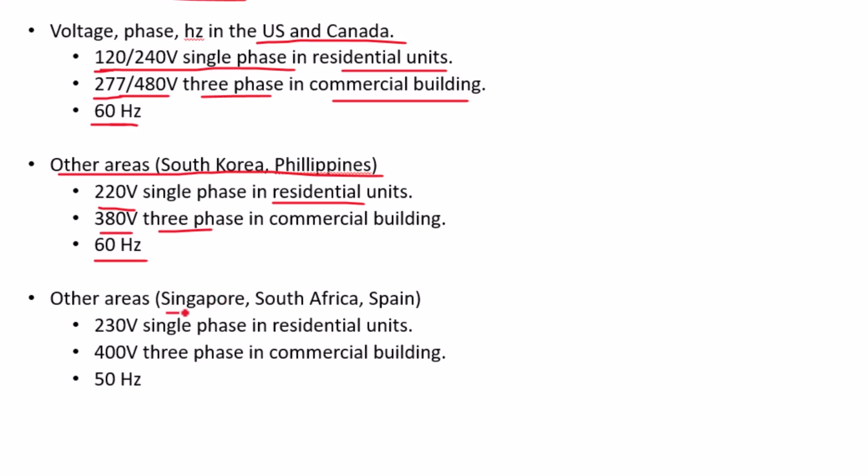And in some other areas, such as Singapore, South Africa, and Spain, the voltage is a little bit higher, it's 230, and then the corresponding three phase is a little bit higher because it's a factor of the single phase voltage. So single phase is higher here than here, so the three phase voltage will be higher here than here. And the Hertz is at 50. So you can have differing voltages and differing Hertz based on which region of the world you're in.